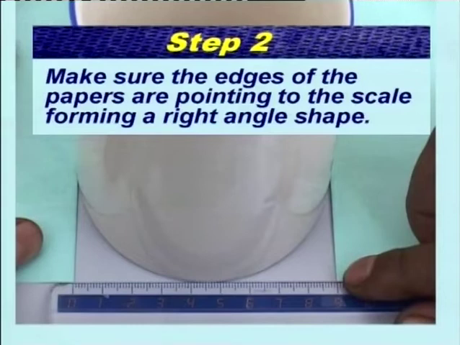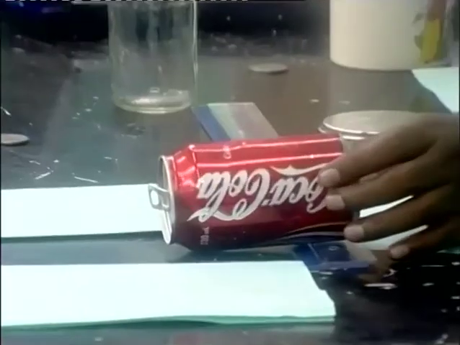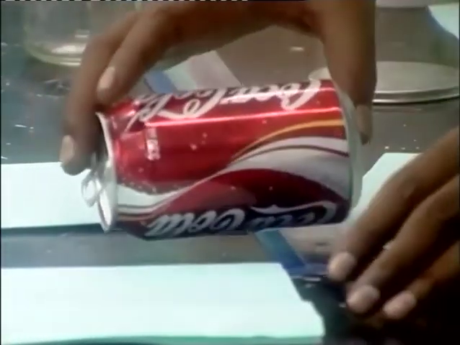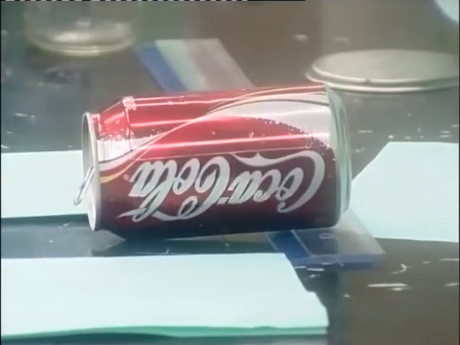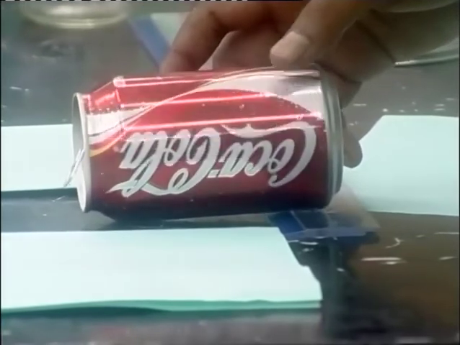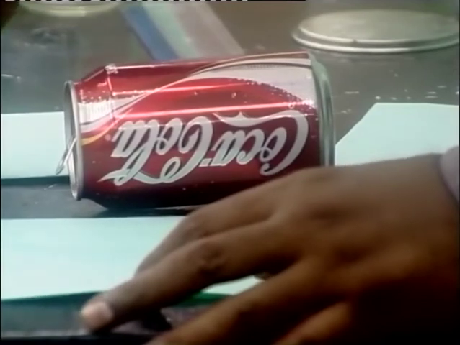Now, for a cylindrical object like this, it is a bit different. We won't be placing it down like this, but we'll be sliding the can on the ruler, on the table like this. Can you see that? Okay. What you are going to do is, you're going to use your other friend to help you.